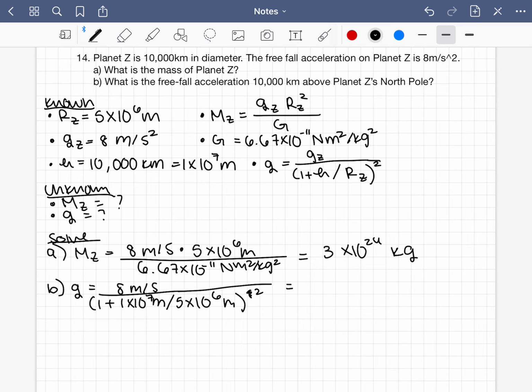And then if we plug that into the calculator and cancel out units, we get 0.89 meters per second squared. And that is the whole problem.